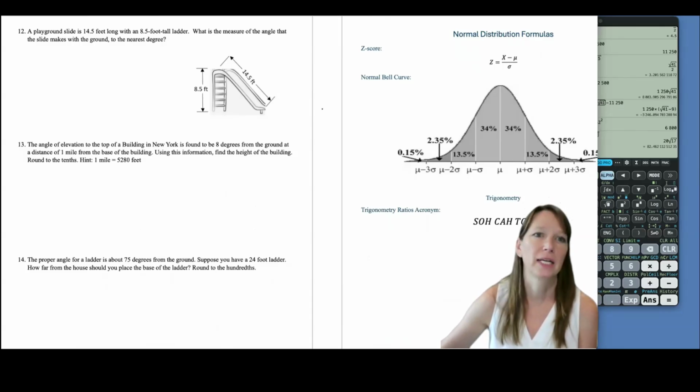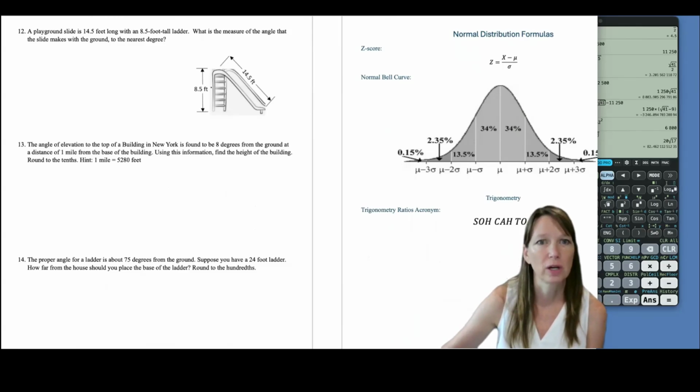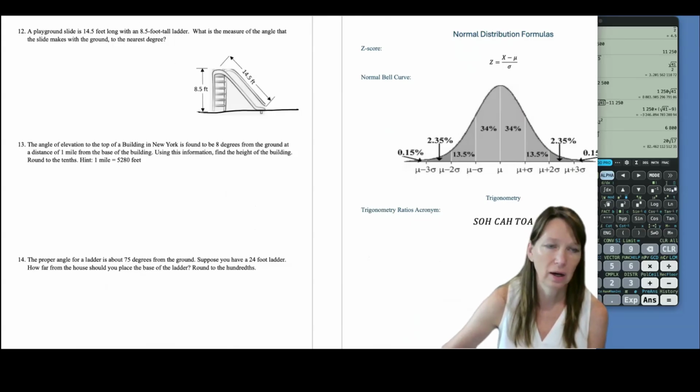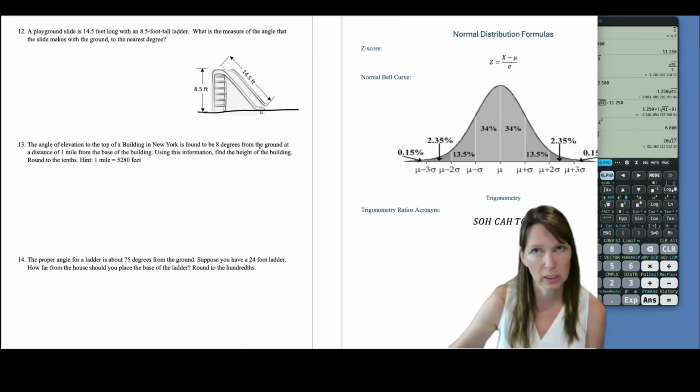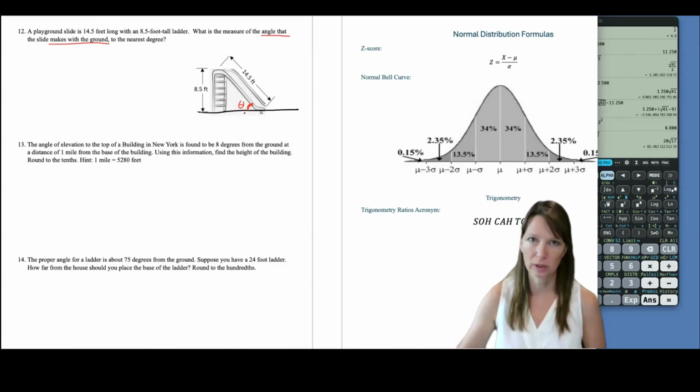A playground slide is 14.5 feet long with an 8.5 tall ladder, so vertical. What is the measure of the angle the slide makes with the ground? So we're looking at the ground. I'm going to go ahead and draw my ground here. And what angle, or where I draw the angle, is super important. So be careful there. If I said the angle that the slide makes with the ground, make sure you're drawing the angle that we're talking about with the ground.